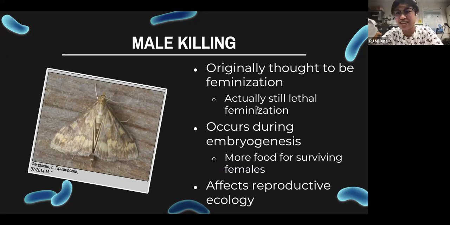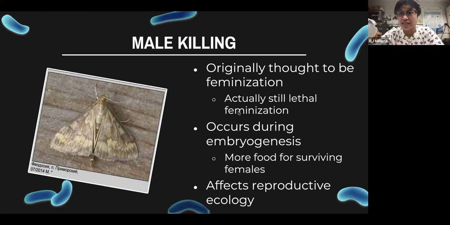Male killing was originally thought to be another example of feminization in this moth because the all-female broods found in Wolbachia-infected Ostrinia scapularis would suggest feminization maybe by Wolbachia. When the mothers were treated with antibiotic, tetracycline apparently, to remove the Wolbachia, all of the brood were male. All of the brood was male.